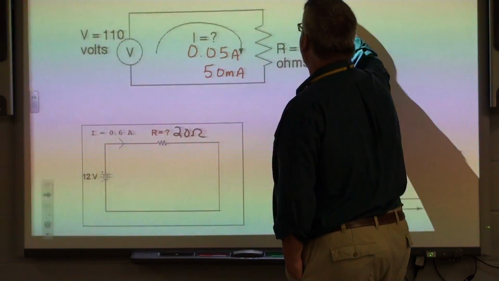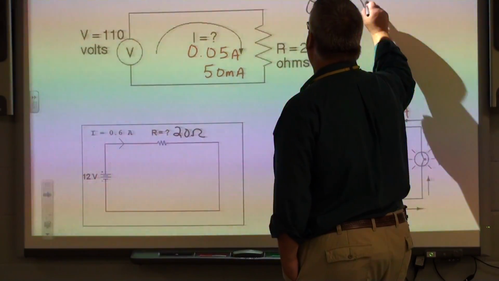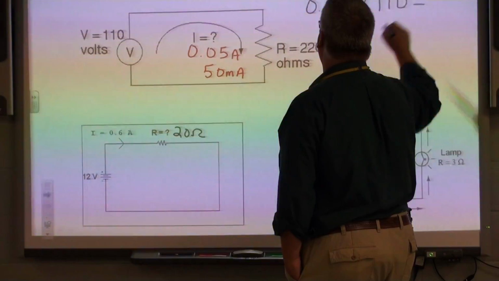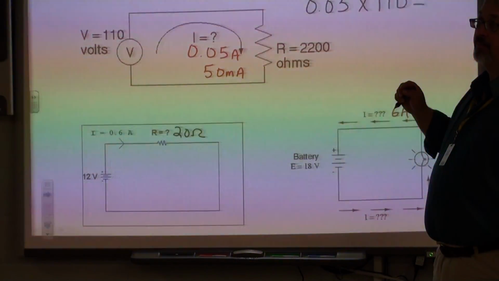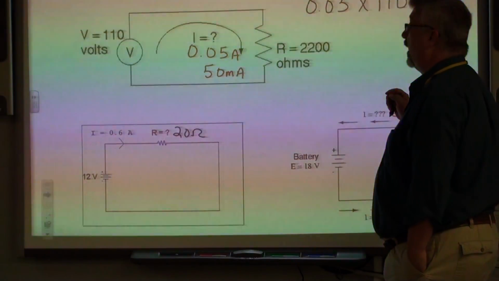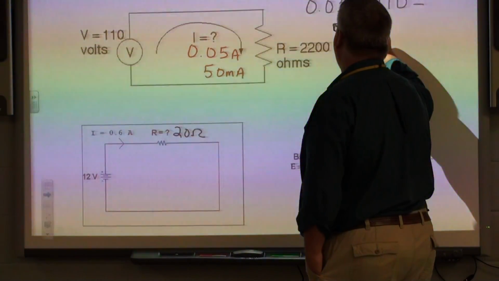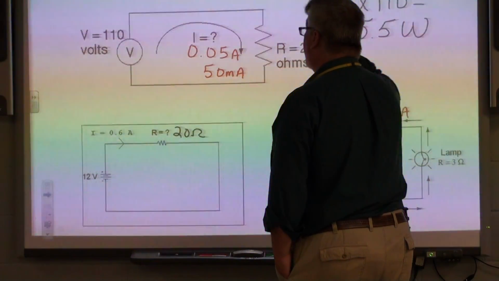The 0.05, which is our current, that's our I, and our volts is 110. So what does that equal? 5.5. Okay, 5.5 watts.